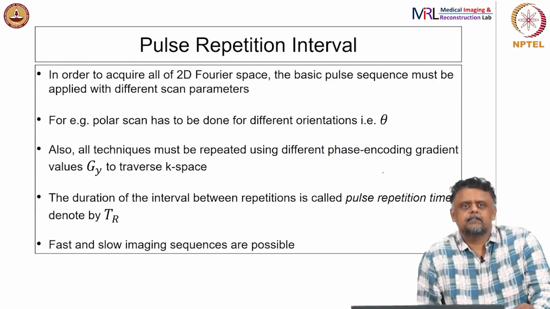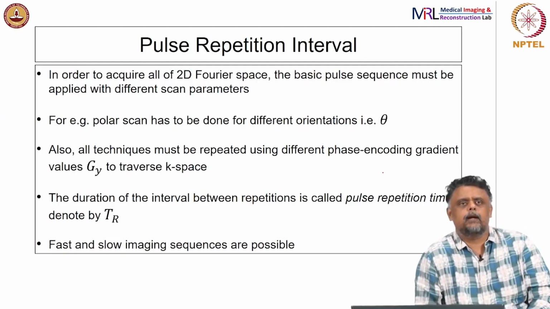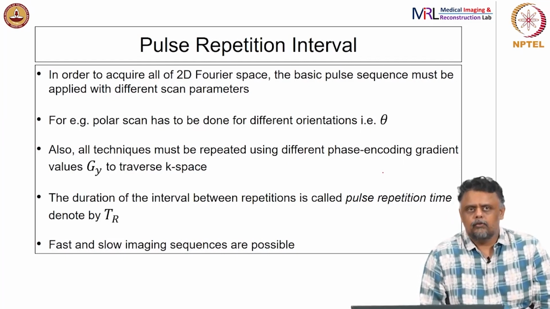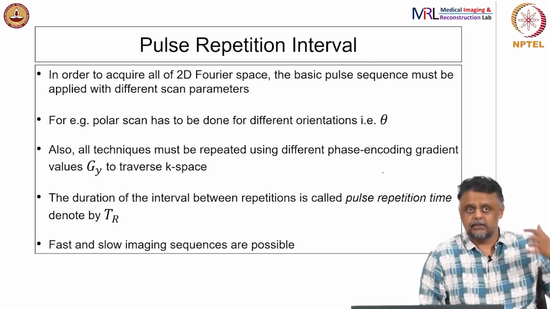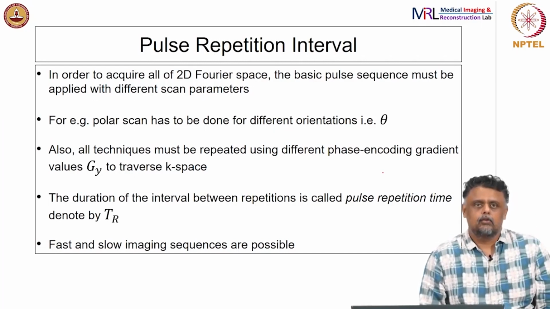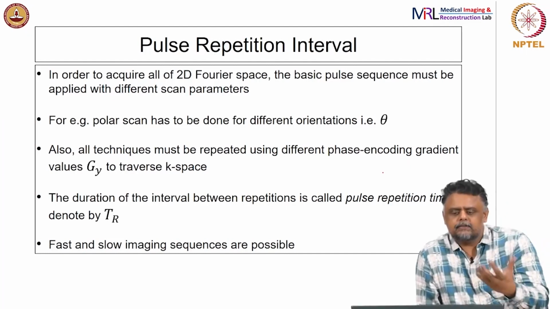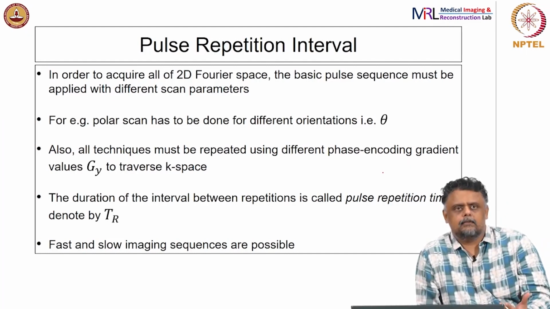The pulse repetition interval, I spoke briefly about this earlier. So, in order to acquire all of 2D space, right. We just looked at one value of gx and gy. So, in order to acquire all of 2D Fourier space, the basic pulse sequence must be applied with different scan parameters. Okay. So, what I mean by scan parameters, right: for polar scan, it has to be done at different orientations theta. Okay.